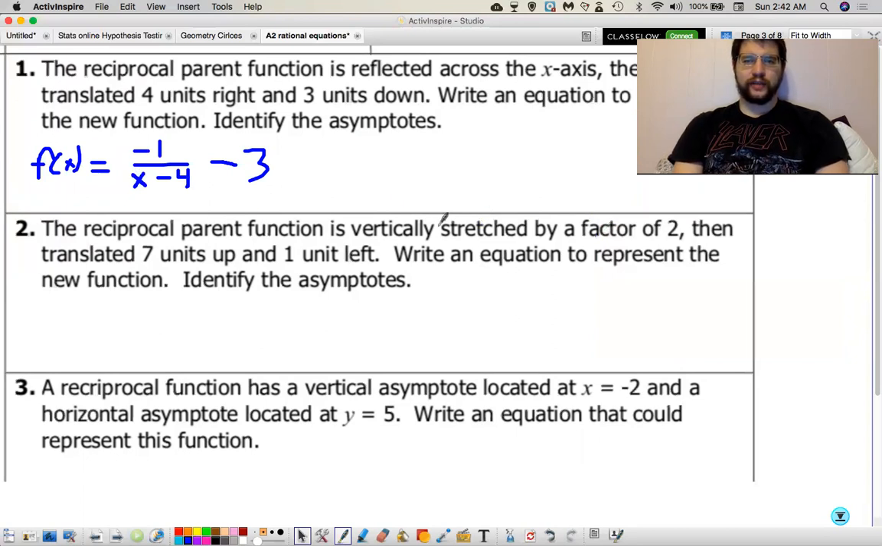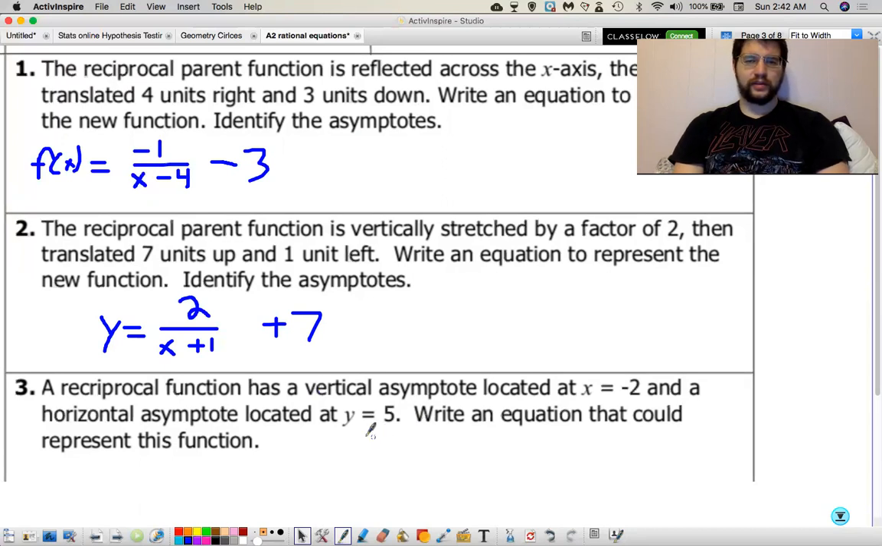Let's see, we're stretched by a factor of 2, so that makes a 2. Translated 7 up, so plus 7 out here, and 1 unit left. So x plus 1. So again, you can just use y.